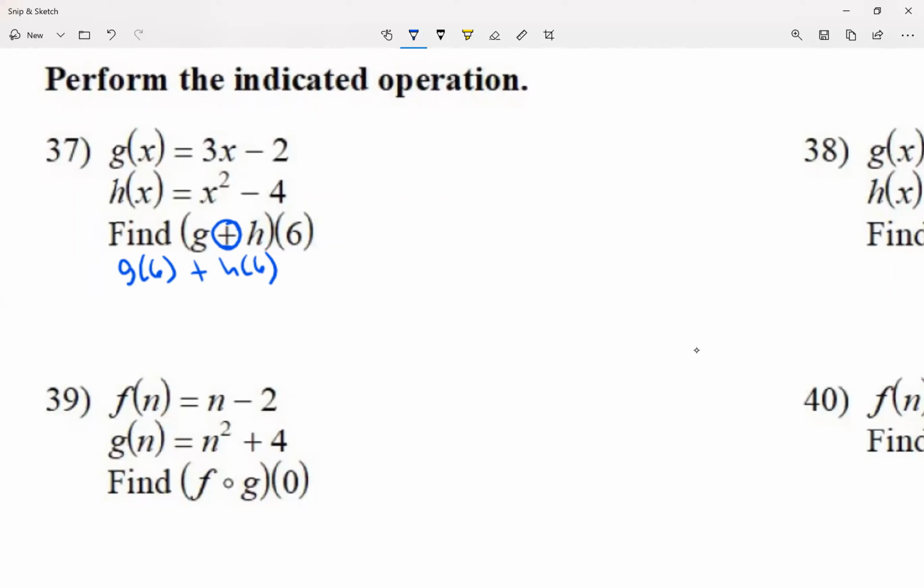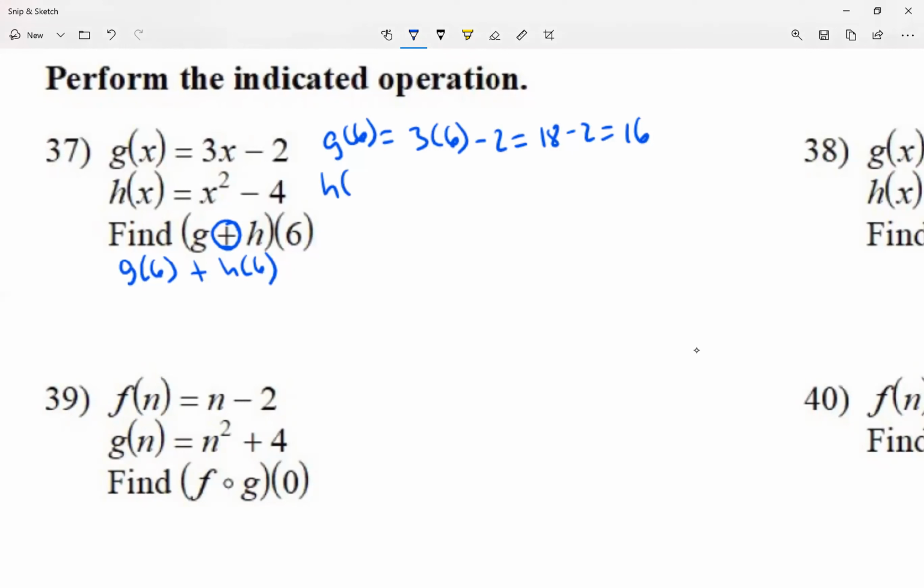So g of 6, I'm looking at the function g. G of 6 is going to be 3 times 6 minus 2, or 18 minus 2, better known as 16. I also need to find out what's h of 6. I'm looking at the function h.